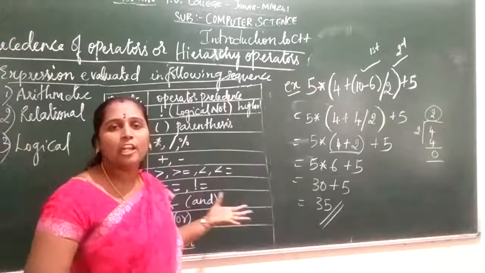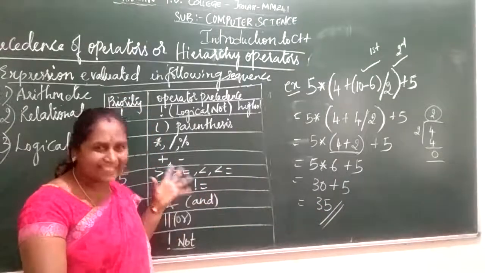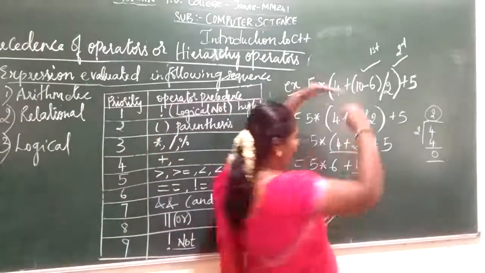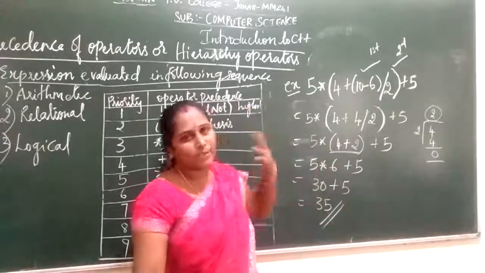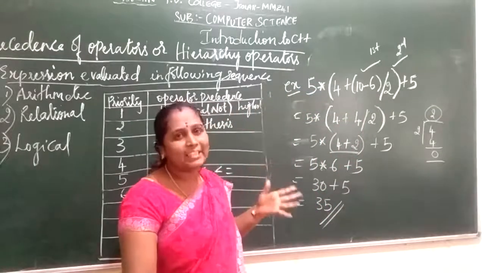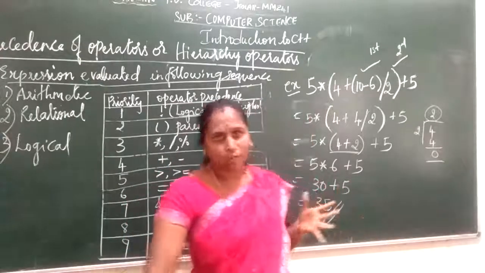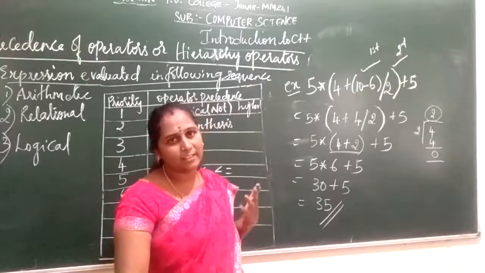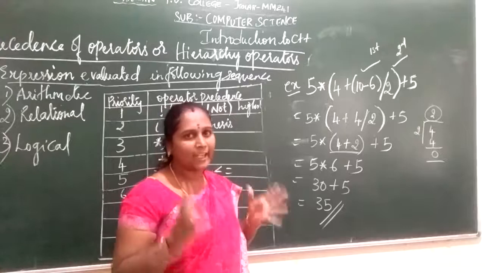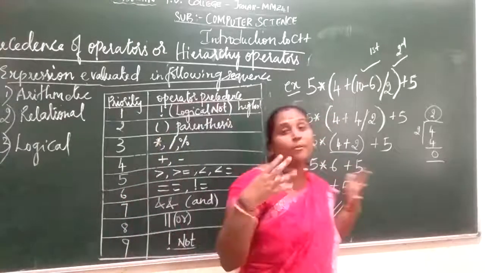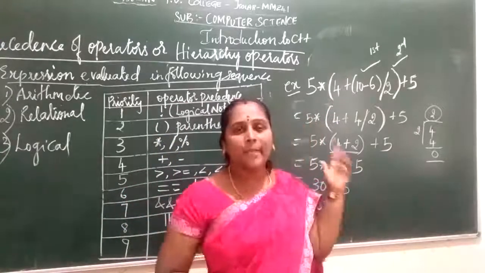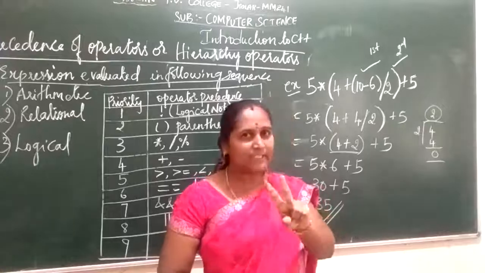This is how the evaluation of an expression takes place. Once again I will explain. Consider any expression that can be given. After being given the expression, first you analyze it. Does it contain any not operator, the logical not operator? If not, next you go for parentheses. What is a parenthesis? Nothing but the bracket. So how many parentheses are available? In my expression only two parentheses are available.